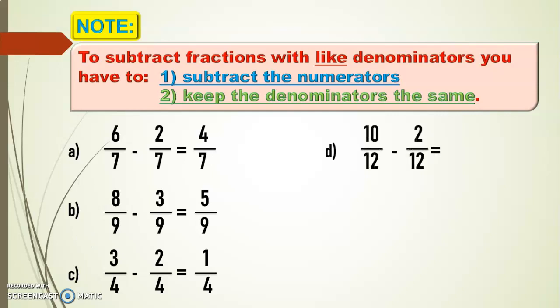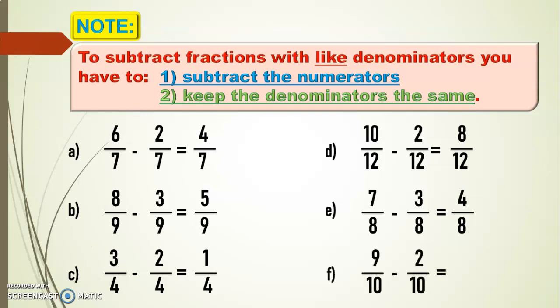Number D, 10 over 12 minus 2 over 12. 10 minus 2, it will be 8, and we will keep the 12, it will be 8 over 12. Number E, 7 over 8 minus 3 over 8. It will be 4 over 8. Number F, 9 over 10 minus 2 over 10. 9 minus 2, it will be 7, and we will keep 10.